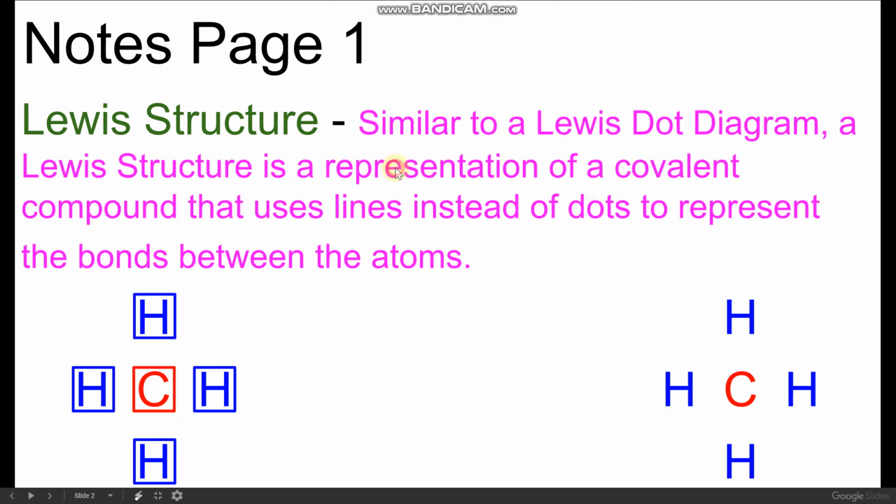So what is a Lewis structure? A Lewis structure is similar to a Lewis dot diagram. A Lewis structure is a representation of a covalent compound that uses lines instead of dots to represent the bonds between atoms. And I say here that it has to be a covalent compound. It could also be a covalent molecule, as you'll see when we go through the examples.